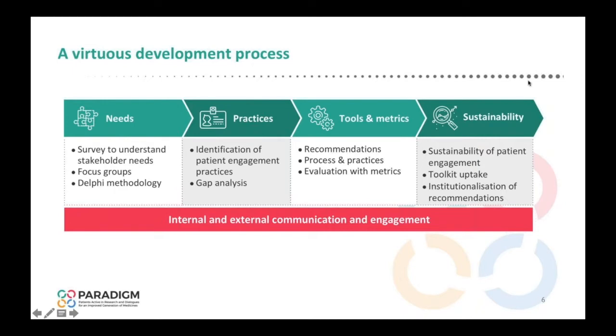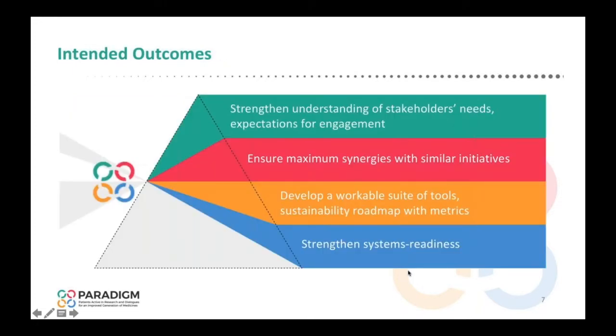Then we're going to have a gap analysis: what's currently missing in terms of practice documents. We're also going to develop tools and metrics. Metrics is important. How do you measure patient engagement, the impact of patient engagement, but also the process? That's very powerful in the environment, because this is a gap, and we already know that. The consortium knows that. And also, again, the needs feed the work on the sustainability of patient engagement. How do we have the toolkit that we're going to propose with the guidance and the tools and the metrics, how is this taken up by the different stakeholders, and how can we work on institutionalization of the recommendations? So there is a lot of work to do, and that will go through internal communication, but that's not the most important. It will also be external communication and engagement. So that's the whole process. It's a virtuous development process, we believe. Next slide, please.